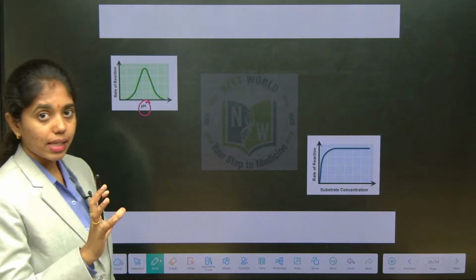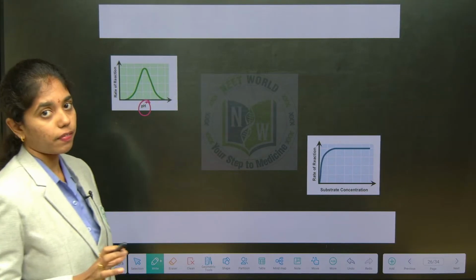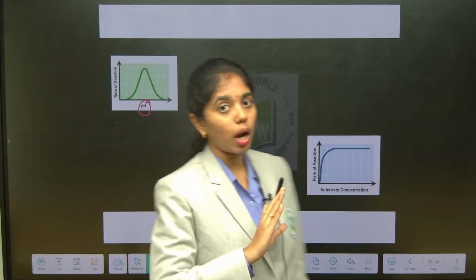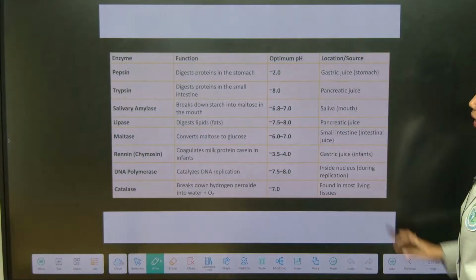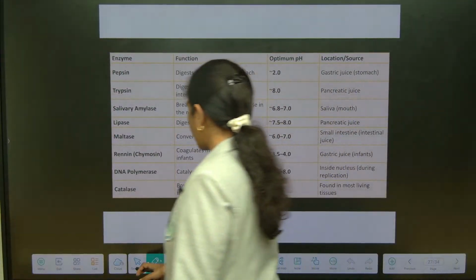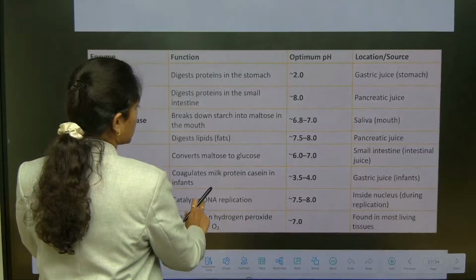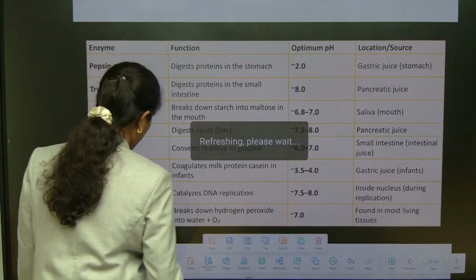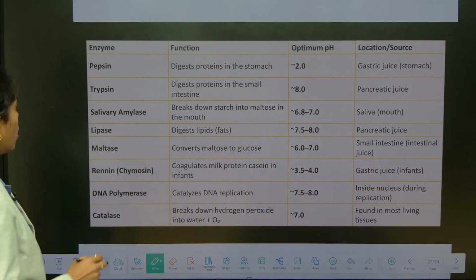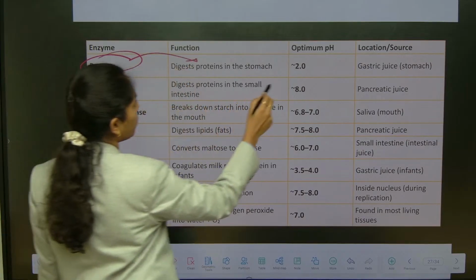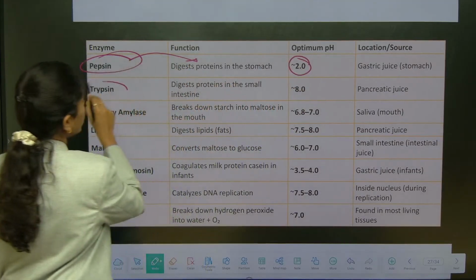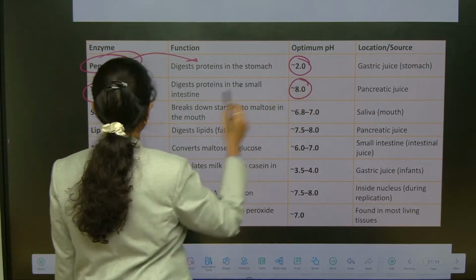Each enzyme will have a specific pH. pH is not common for all the biocatalysts. It is specific for each enzyme. If you can see here, these are different enzymes that you will come across in the NCERTs. For example, pepsin. This digests what? Proteins, whose optimum pH is 2. Fine, right? Trypsin, whose optimum pH is 8.